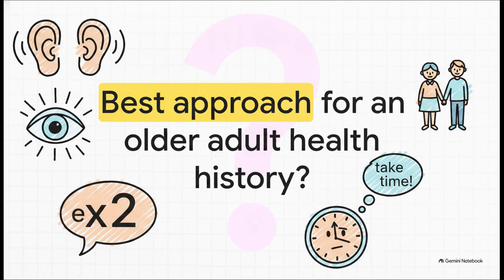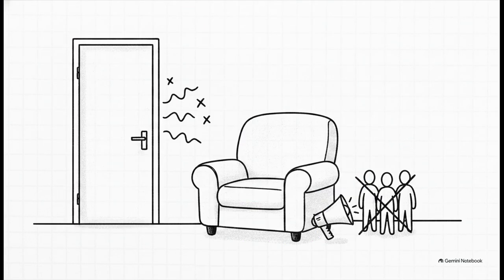Okay, time for your first knowledge check. I want you to think about how age-related sensory changes should impact your physical environment. What's the best approach when obtaining a health history from an older adult? Are we grabbing a private room, bringing in a family member right away, raising our voice, or just taking thorough notes? And the correct answer is choosing a private, quiet area in a comfortable room.